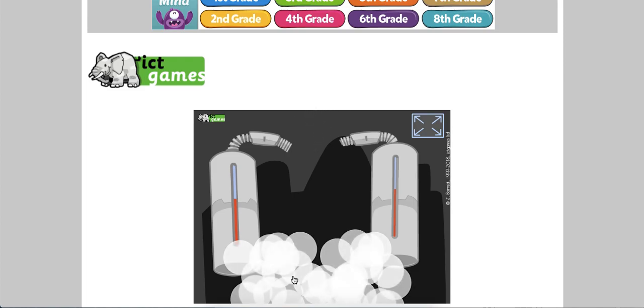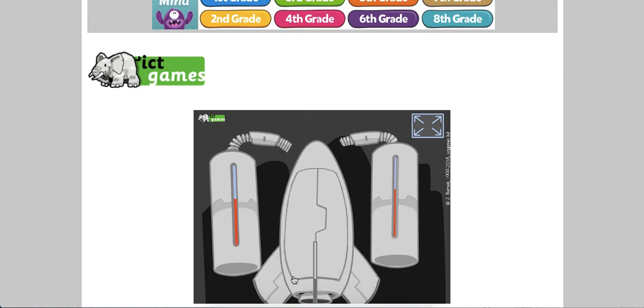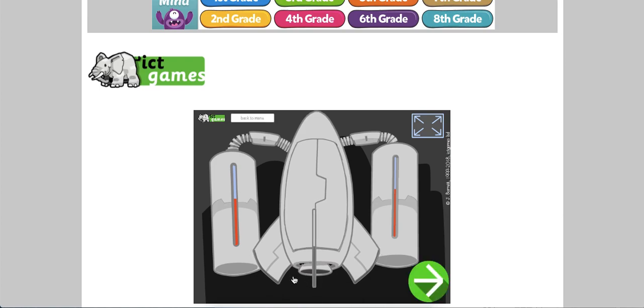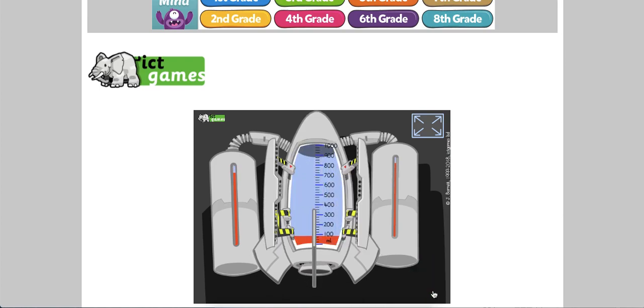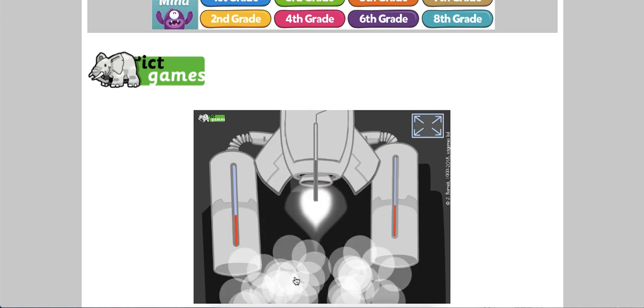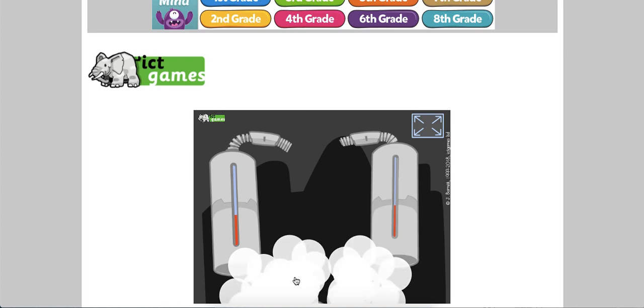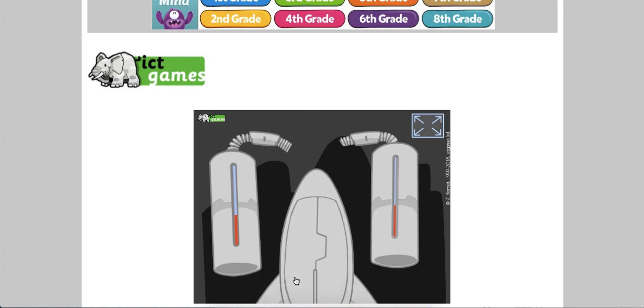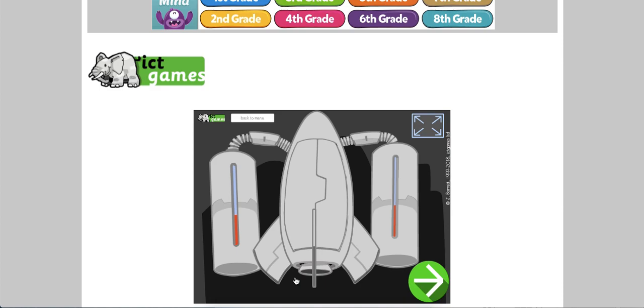We filled the rocket with 400 mils. That was its capacity. Please, can you write on your whiteboard how many mils is in the rocket now? Okay, let's check. Did you write 600 milliliters? Then you got it correct. Let's do one more.